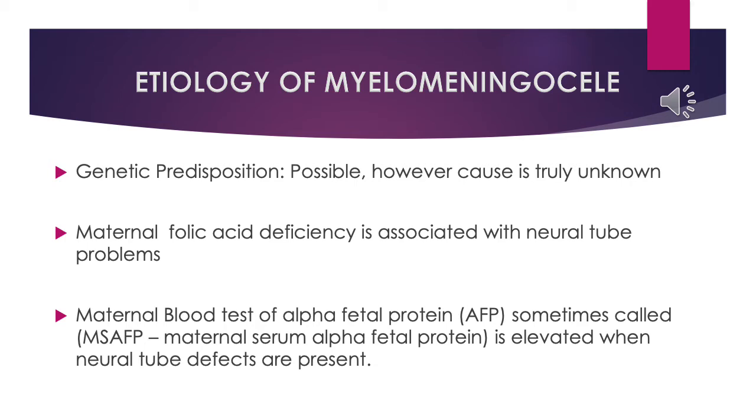Maternal serum alpha-fetoprotein is drawn around 15 to 20 weeks of gestation, and it's going to be elevated when there's a neural tube defect present. If the result is elevated, they usually do an amniocentesis and fetal ultrasound along with other testing.